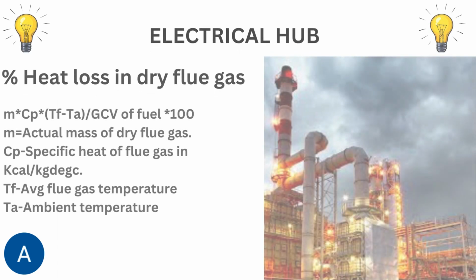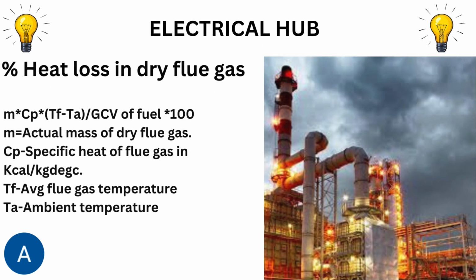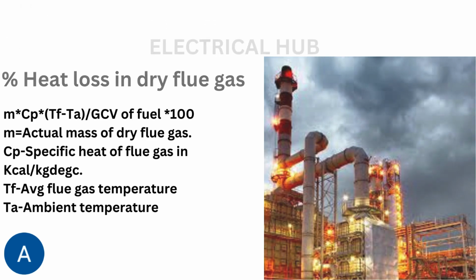First is the percentage of the heat loss in the dry flue gas, that is m into Cp into (Tf minus Ta) by GCV of the fuel into 100. What is m? m is the actual mass of the dry flue gas, what we have concluded in step 3. Now Cp is the specific heat of the flue gas in kilocalorie per kg degree centigrade, that is exactly 0.24, and Tf is the average flue gas temperature and Ta is the ambient temperature. So we can conclude the heat loss in the dry flue gas through this formula.